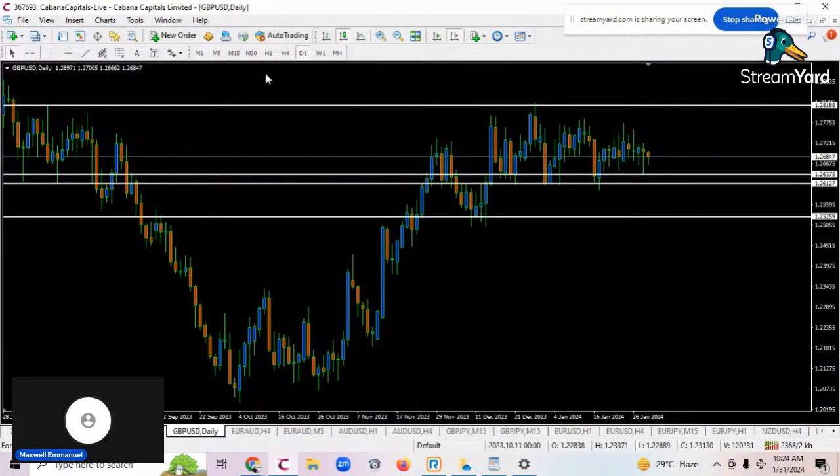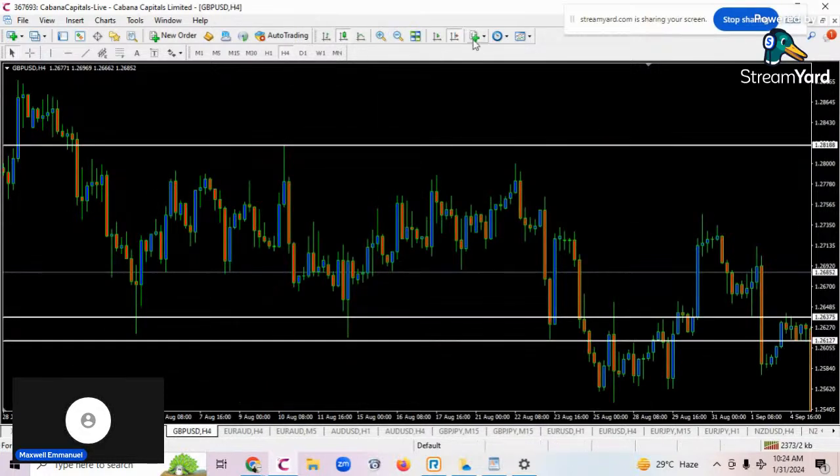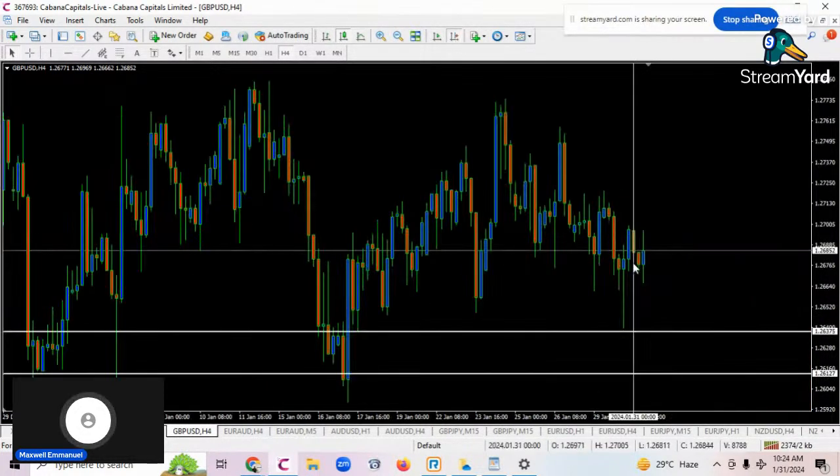So this is the daily time frame. Let's go down to 4 hour before we switch to 1 hour time frame. If you look at the candlestick that formed there, this is a hammer, right? This is a hammer candlestick, which indicates a change in trend from bearish to bullish.